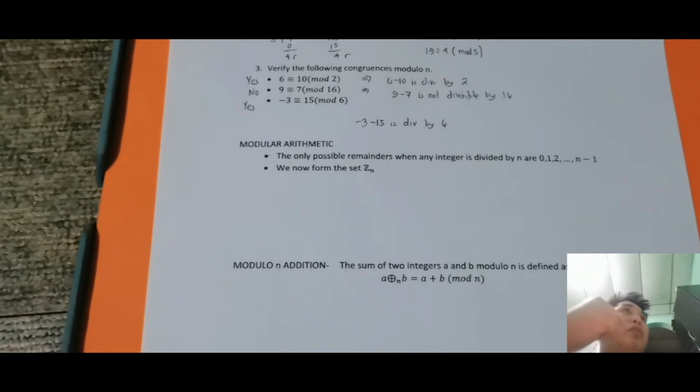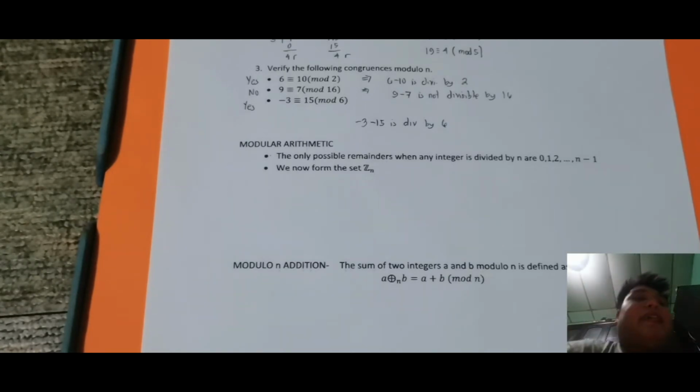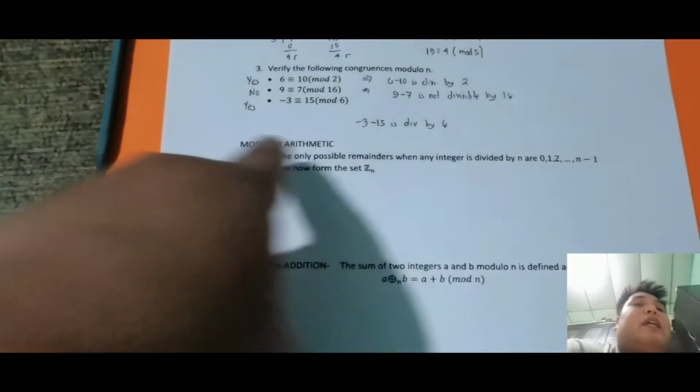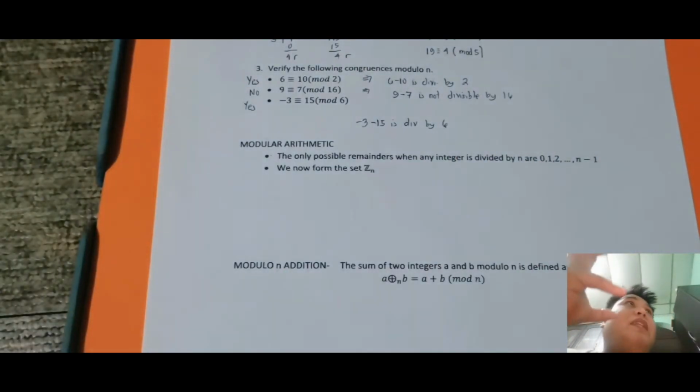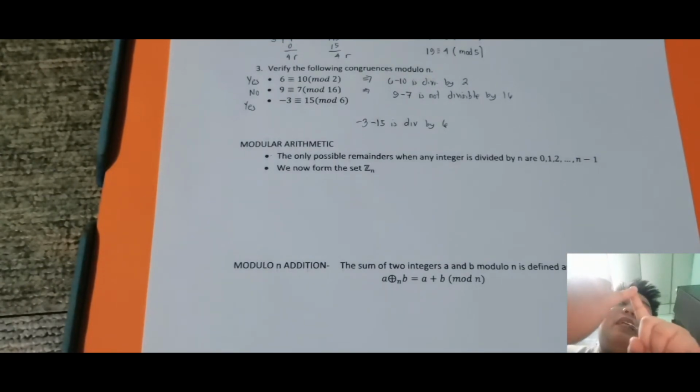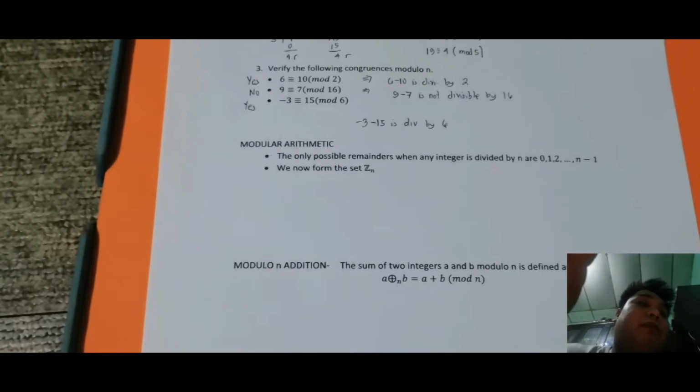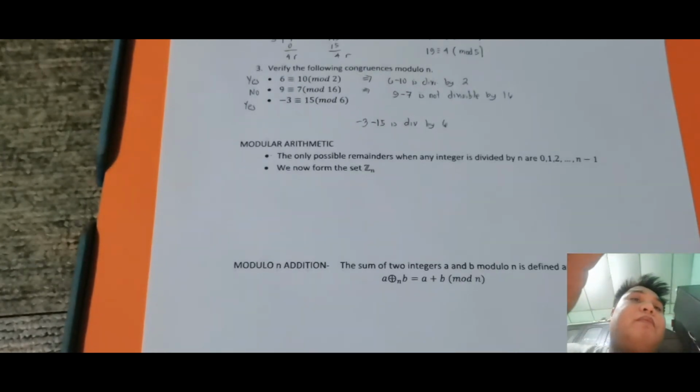Kunyari, pinang-divide ko is 5. Ang mga possible remainder lang, pag ang pinang-divide ko is 5, ang mga possible remainders lang guys is 0, 1, 2, 3, and 4. Hindi kasama si 5. Ayun yung ibig sabihin niya.